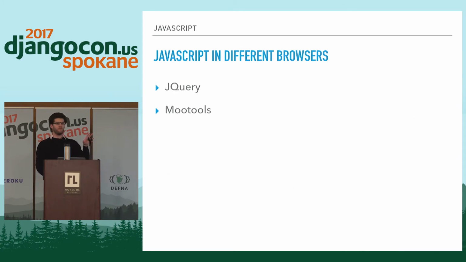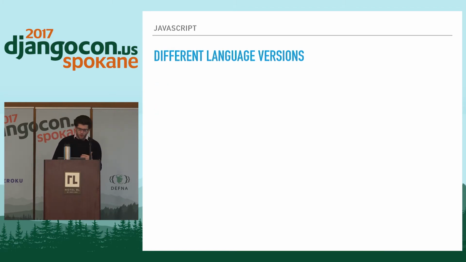I'm going to skip the fact that it's slightly different in different browsers because it's no longer something that most developers have to worry about, right? jQuery and MooTools originally solved this in the early 2000s, and if you're using a modern framework, you don't have to worry about it. So let's just skip it. You do have to worry about the different language versions. And this is where things begin to get weird, right?